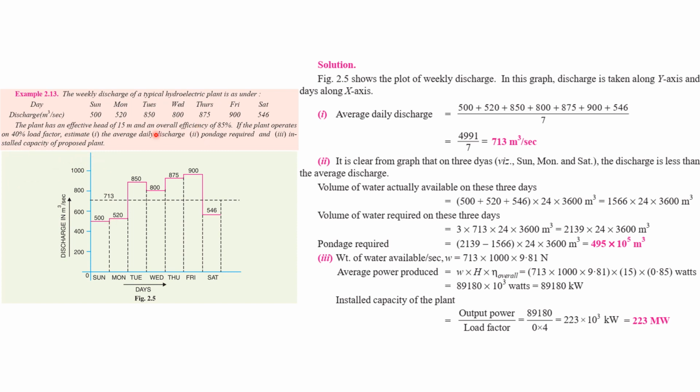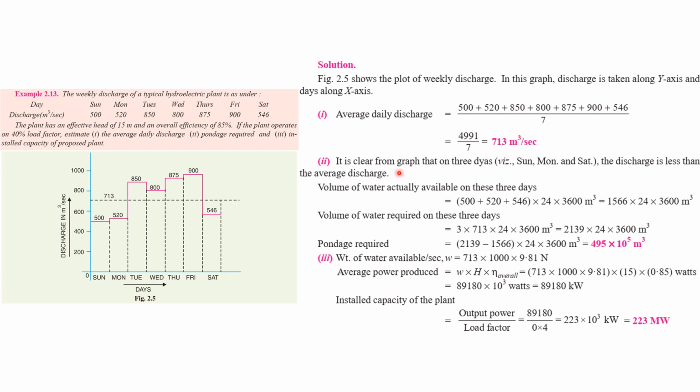So let us move to find the solutions to all of these things. First of all, let us talk about average daily discharge. Figure 2.5 shows the plot of weekly discharge, where discharge is taken along the y-axis and days along the x-axis, as I've told you previously. Average daily discharge is simply you add up all of these discharges and divide by the 7 days in a week. So you get 713 meter cube per second, which is the average daily discharge.